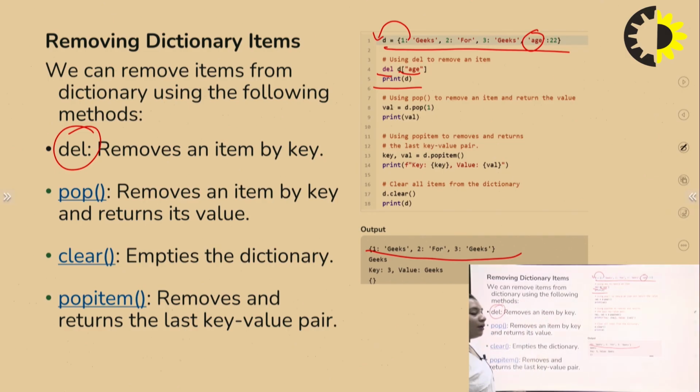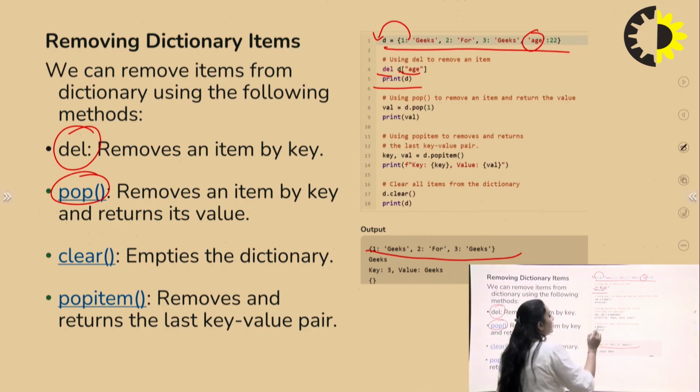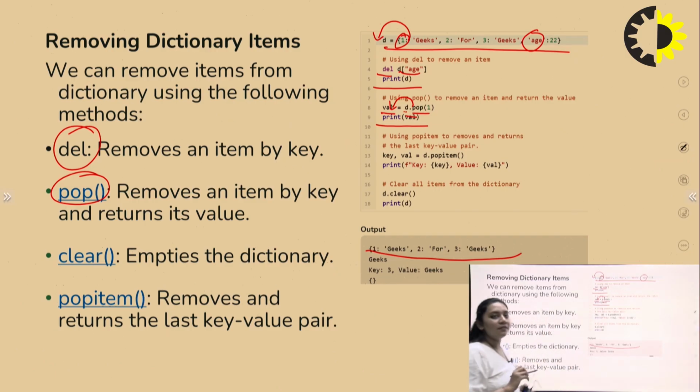Next is the pop function. With the pop function, you remove an item by key and return its value. How can you implement this? By using the pop function. All you need to do is create a new variable, right? So D dot pop. Pop what? Pop for the first key value. That popped value is stored in the variable, and you simply write print value, right? So it gives you the value of the first key.